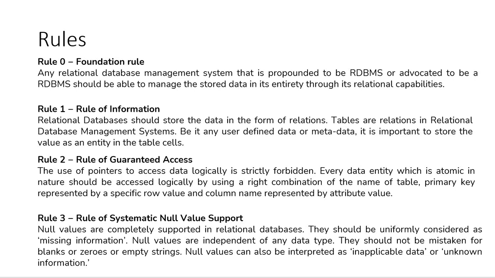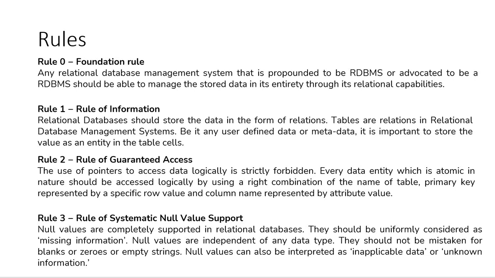Now rule number 1 is the rule of information. It means that where the information is stored, the metadata should also be known. If the user defines any data or metadata, it is also important to store the value as an entity in the table. Whatever data we have is not enough; we need to have a good command over the metadata as well. So the rule of information means we have to get the entire information in one place and store the data in the form of relations.